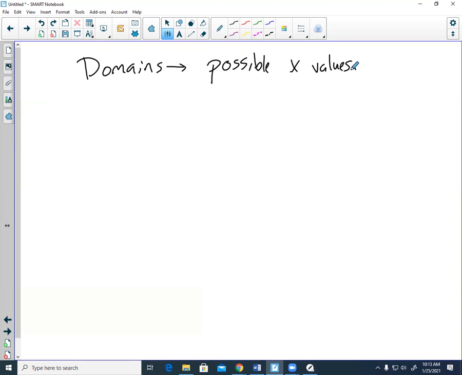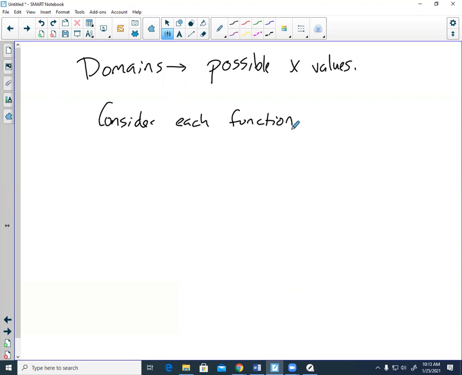Now with these possible x values, you need to take into account each individual function, okay? So you need to consider each function. And the reason that you need to consider each function is because at the very beginning of the problem, you might throw away some possible x values. They're not allowed to come back later on.